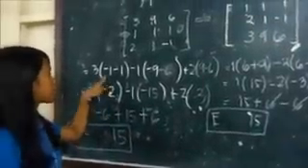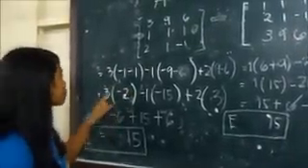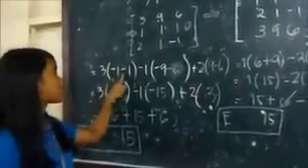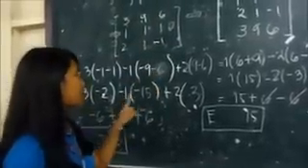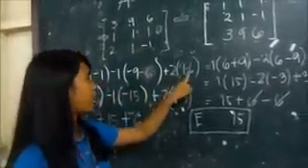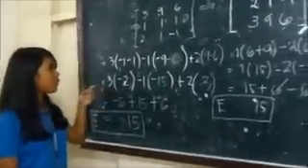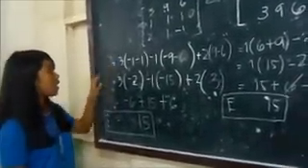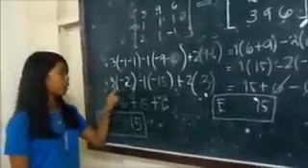Now, let's subtract it. Negative 1 minus 1 is negative 2. Negative 9 minus 6 is negative 15. 9 minus 6 is 3. After getting the difference of the given elements, now let's multiply it from the principal factors.